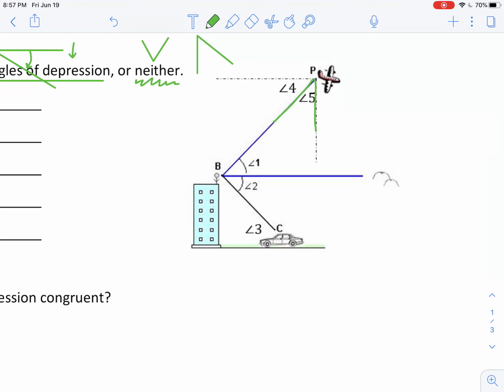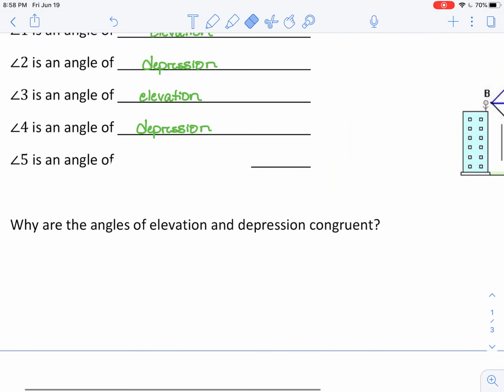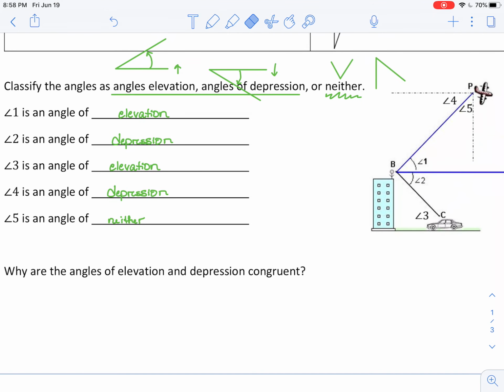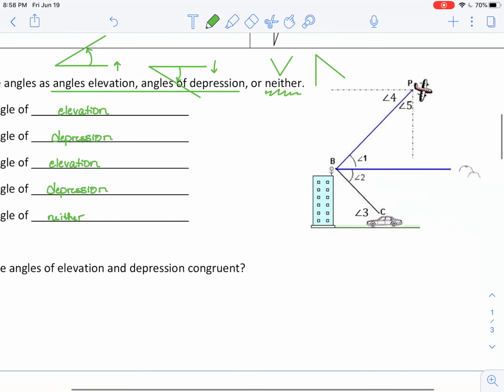Angle 5, if I trace those, got the side, the plane's looking down. Theoretically, planes don't look at things, but whatever. However, don't just say depression because you think, oh, hey, look, this is a downward angle. Is either side horizontal? No. Since neither side is horizontal, that's just a random angle. It's neither an angle of elevation nor an angle of depression.